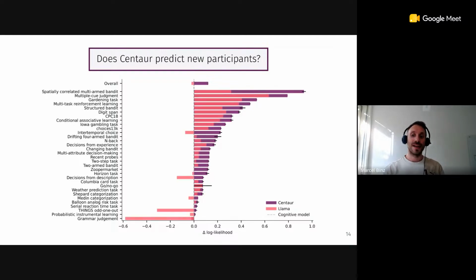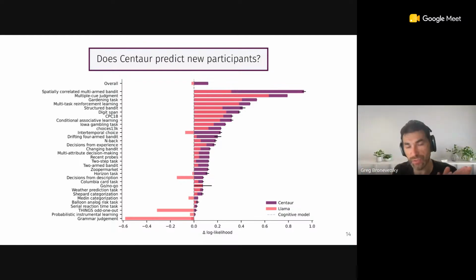We can also repeat this analysis for the Llama model. Without any fine-tuning, we see this model is actually also quite decent at predicting human behavior. Nevertheless, we see quite a substantial benefit of fine-tuning, really indicating that the pipeline that we set up here did what it was supposed to do.